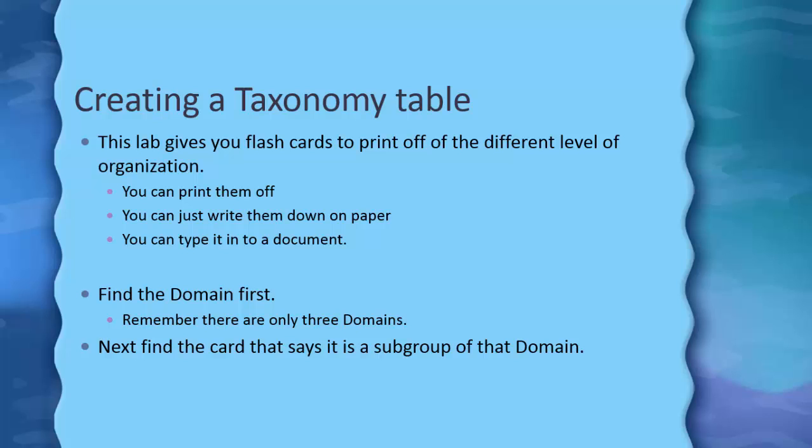Next, find the card that says it's a subgroup of that domain. And then you keep doing that process until you have all the cards laid out. So once you find the subgroup for the domain, so that would be your kingdom, you want to find the flashcard that is a subgroup of that kingdom, and you want to keep going until you have all the cards laid out.